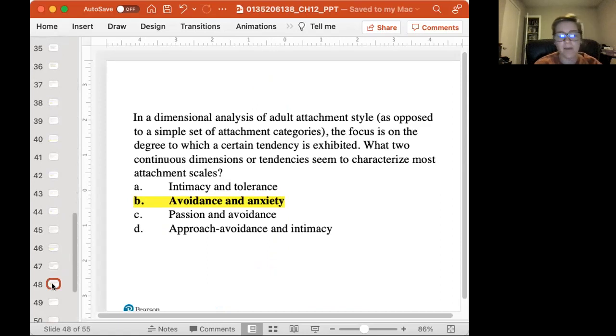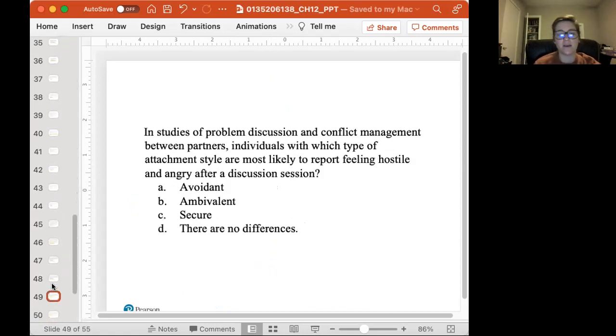Okay, so 48. In studies of problem discussion and conflict management between partners, individuals with which type of attachment style are most likely to report feeling hostile and angry after a discussion session? Avoidant, ambivalent, secure, or there are no differences? Ambivalent.